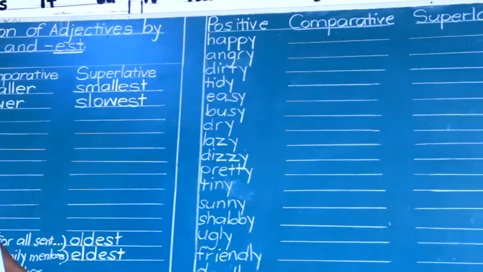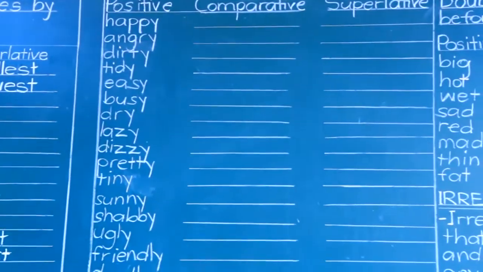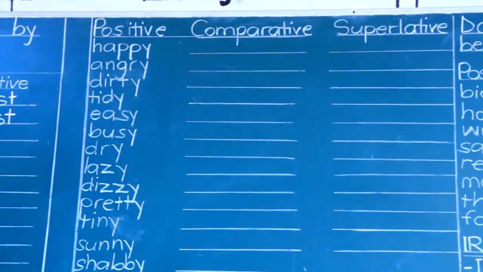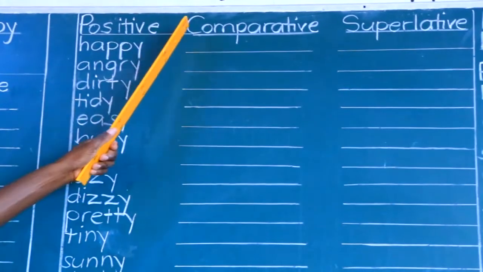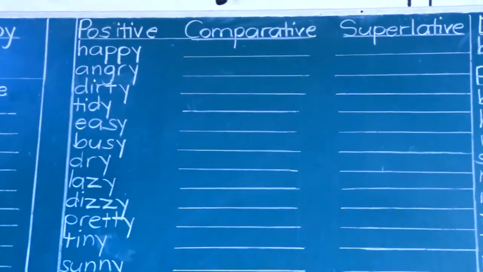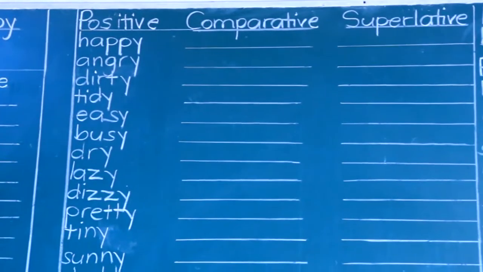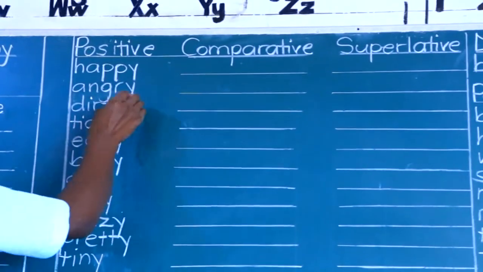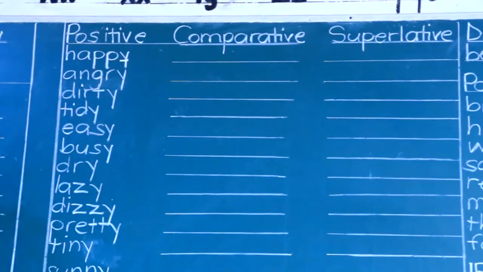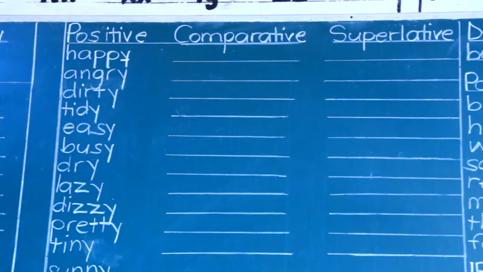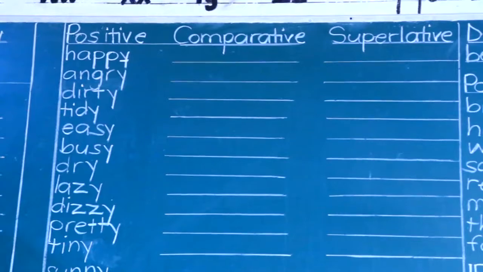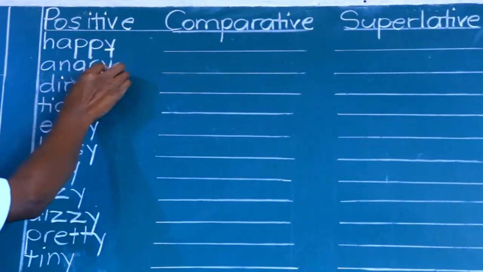The list is also given here. We have the positive degree, the comparative degree, and the superlative degree. If the positive is happy, check. Happy ends in Y. If the positive is angry, there's a similarity to happy. Angry also ends in Y.